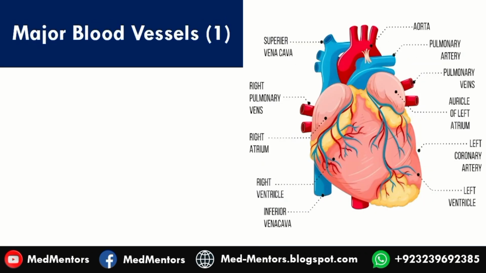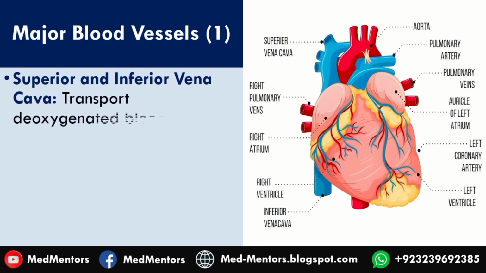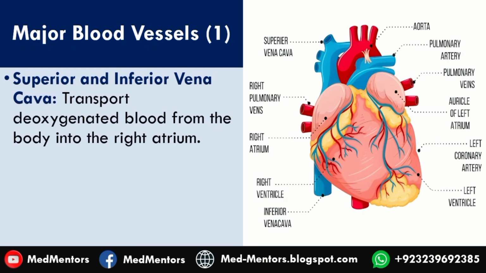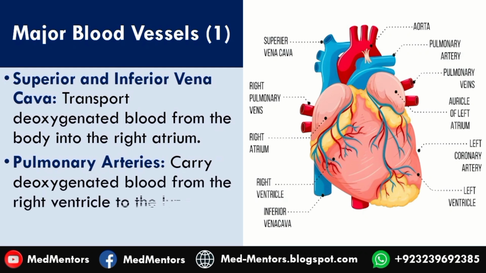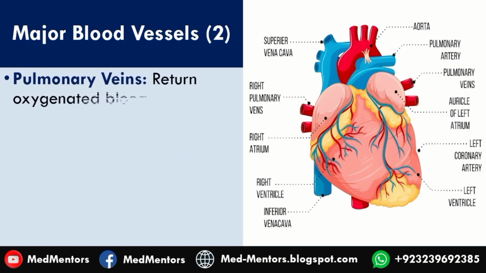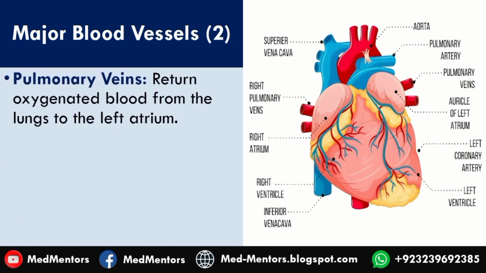Major blood vessels. Several major blood vessels are connected to the heart, each playing a key role in the circulation of blood. Number one, superior and inferior vena cava. These veins carry deoxygenated blood from different parts of the body back to the right atrium of the heart. Pulmonary arteries. The pulmonary arteries carry deoxygenated blood from the right ventricle to the lungs, where it will become oxygenated. Pulmonary veins. These veins return oxygenated blood from the lungs to the left atrium.